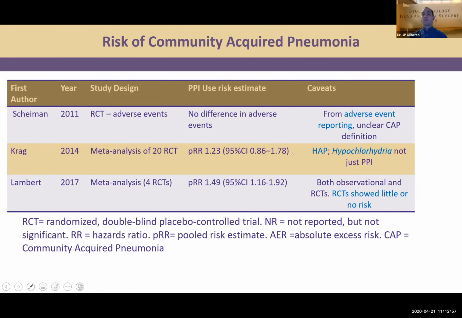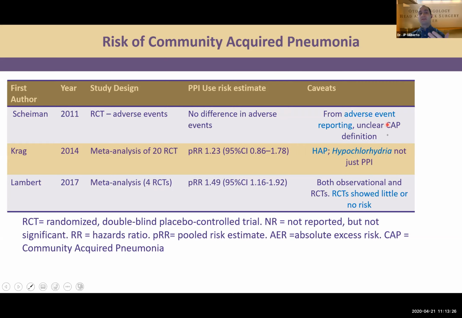When we're looking at the risk of community-acquired pneumonia, there's a plethora of literature. And I think it's important to really sort of take a couple seconds to parse what we have available to us. If you look at the best quality data from randomized controlled trials, we see that from adverse event reporting, there was no increased risk of pneumonia in those patient groups. However, we are relying on adverse event reporting.